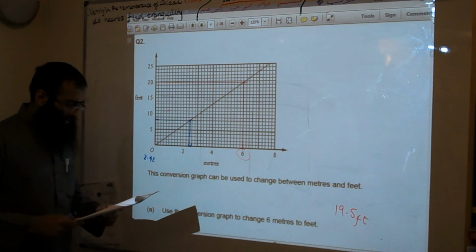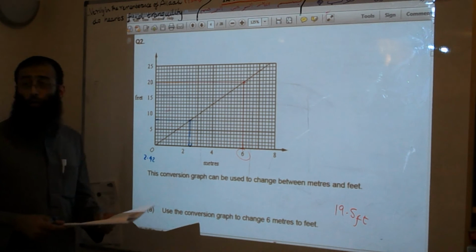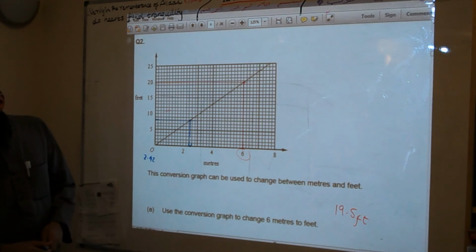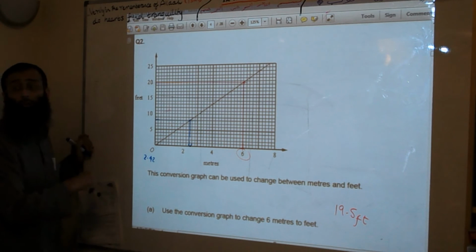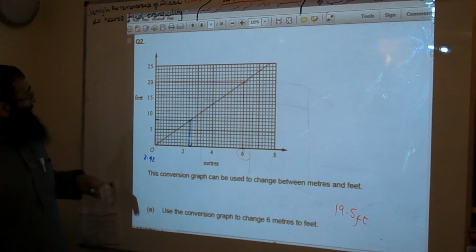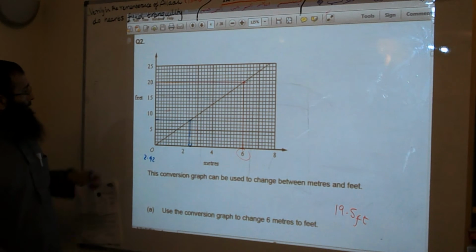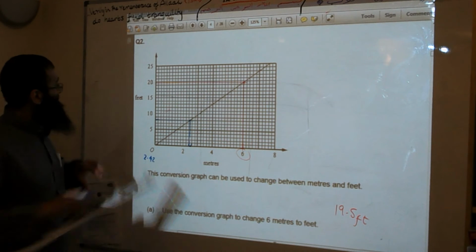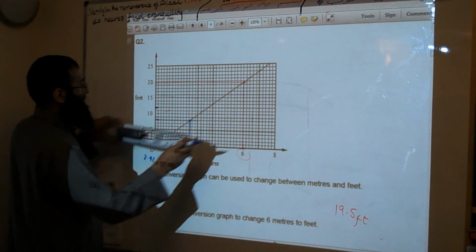Robert jumps 4 meters, James jumps 12 feet. Who jumps furthest, Robert or James? How did you get your answer? So we got 4 meters and we got 12 feet. So what we need to do is use the conversion graph to work that out. Now, 12 feet. What have we just worked out? How many feet? 8. Okay, but where's 12 feet? So that's 8, 9, 10, 11, 12.